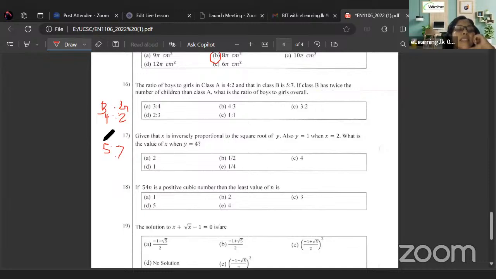If you add these two, what will happen? 9 to 9 will be the ratio of boys to girls. That is 1 to 1, right? Or else you can think here, you can consider the common multiple of 5 and 4, right, is 20.